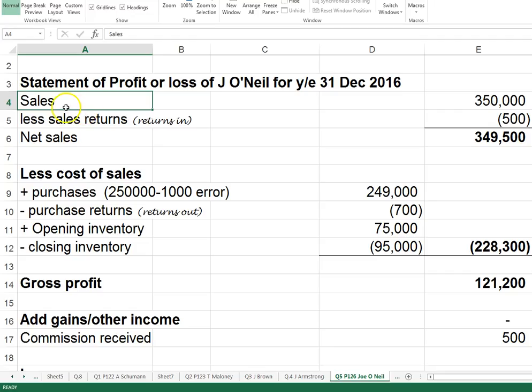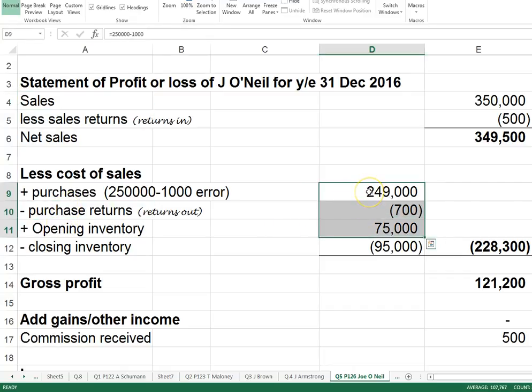So our starting point always in the statement of profit and loss is sales. We reduce it for sales returns, which I've said in the trial balance, and then you take away your purchases or your cost of sales. So there's our purchases, less purchase returns, plus opening inventory. So you list the figures down.